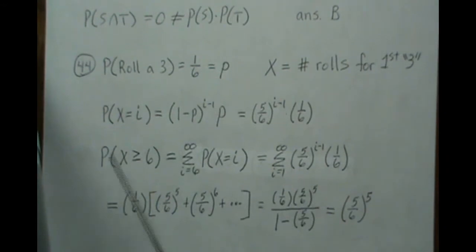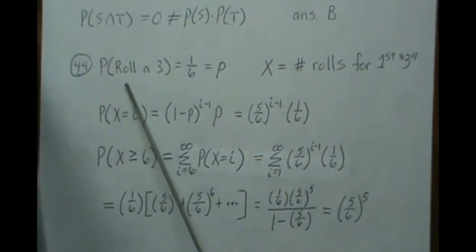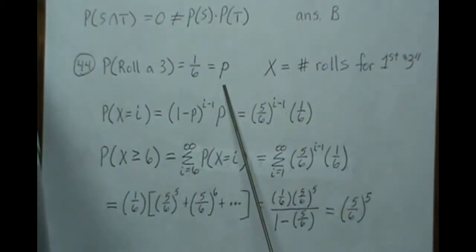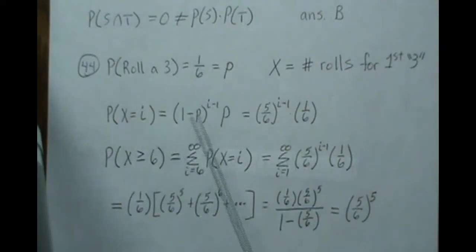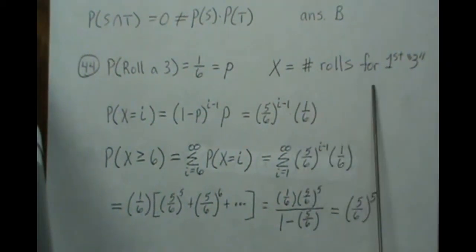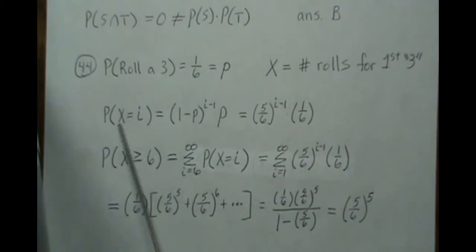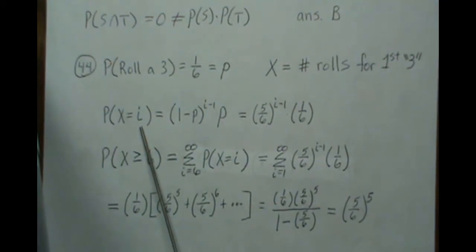So we'll build this up from beginning to end. The probability that we roll a 3 on any given roll is 1/6, and we'll call that P. That's the probability of a success, or that we roll a 3. And so if we're going to let X equal the number of rolls for the first 3, let's look at an individual i. So the probability that X equals i. So this is saying, the probability that X is 100, meaning we roll a 3 on the 100th roll and that's our first 3. Or it could be 10, or any i.